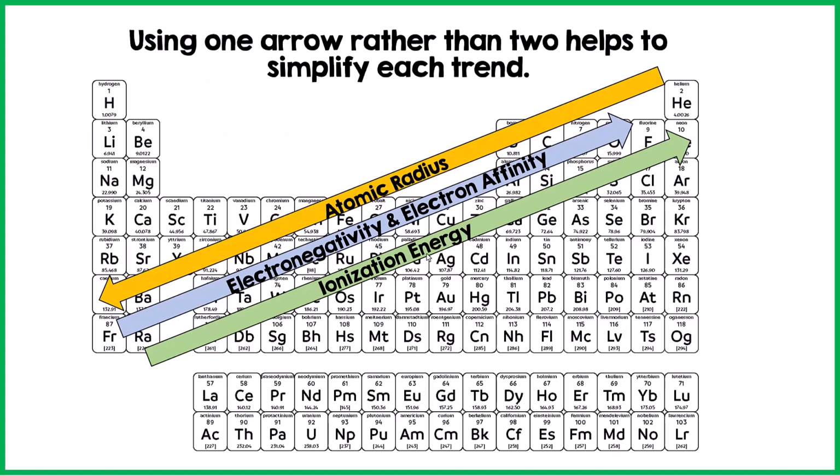And the noble gases do have ionization energy, so they're included in this arrow because it requires a lot of energy to remove electrons from that full shell.